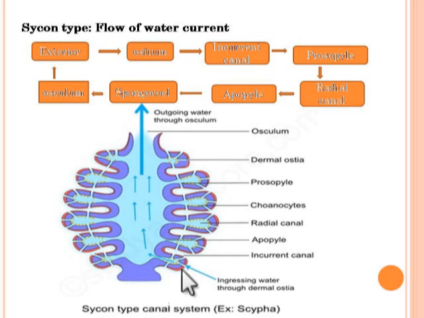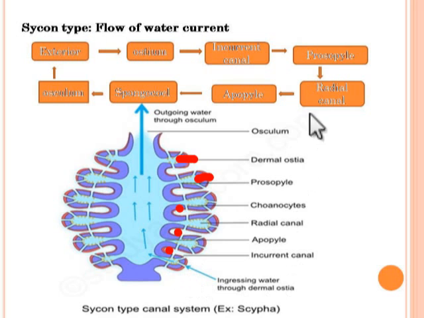Here this is the sycon type. The water will reach the ostium. Here you can see the ostial pores are there. And then this water will reach the incurrent canal. Here, between the two things, this is the incurrent canal.